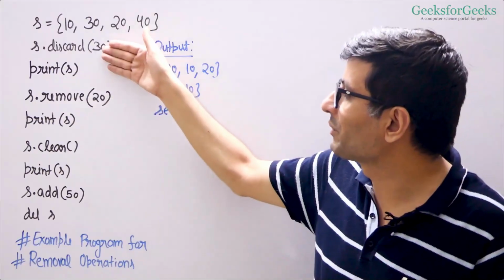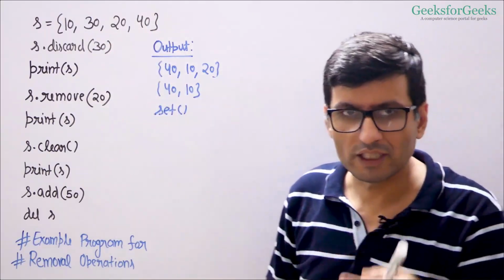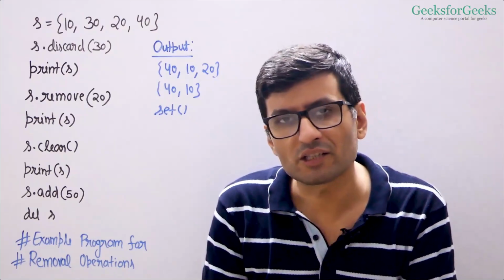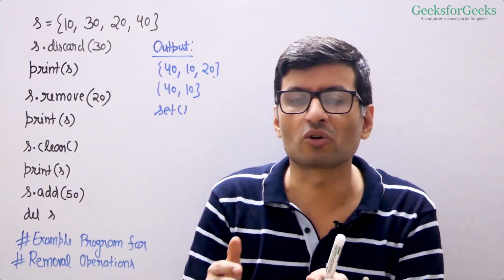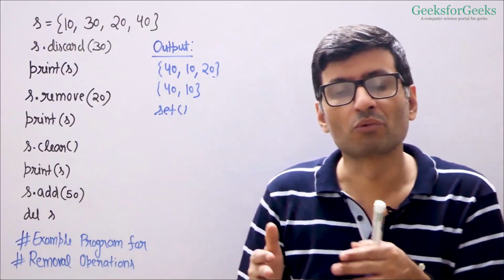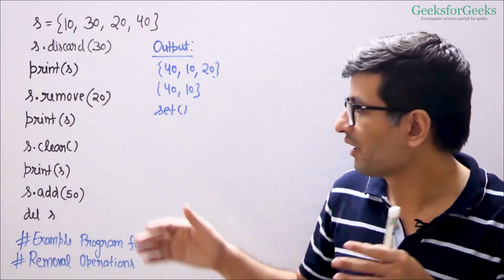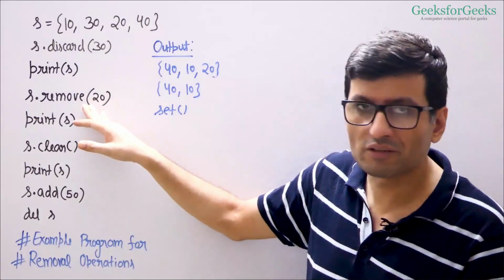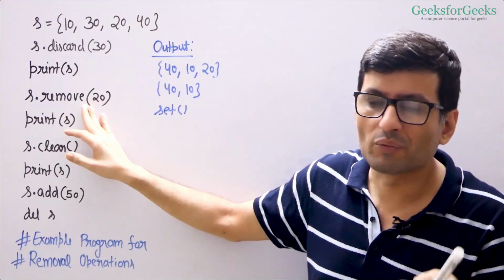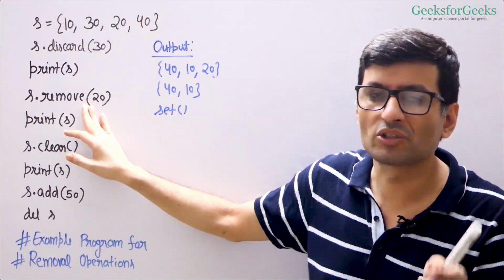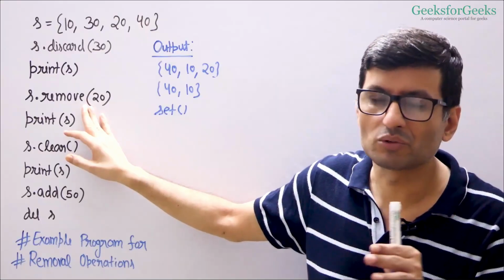Now what is the difference between discard and remove? As we discussed earlier, the discard function does not do anything if you provide an item which is not present in the set. But the remove function raises an error. If you provide an item like 50 here, which is not present in the set, then it's going to raise an error. And if you provide an item which is present, then it's going to work like discard. It's simply going to remove the item.